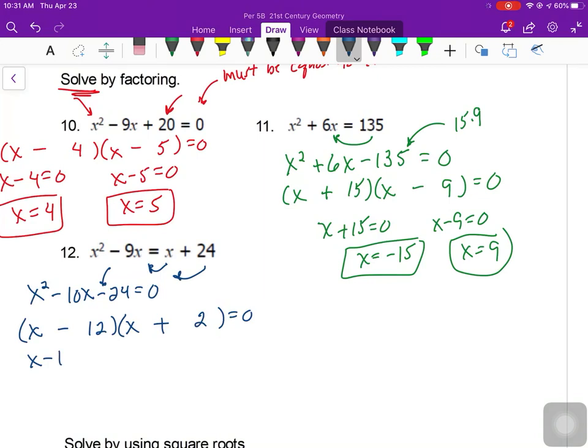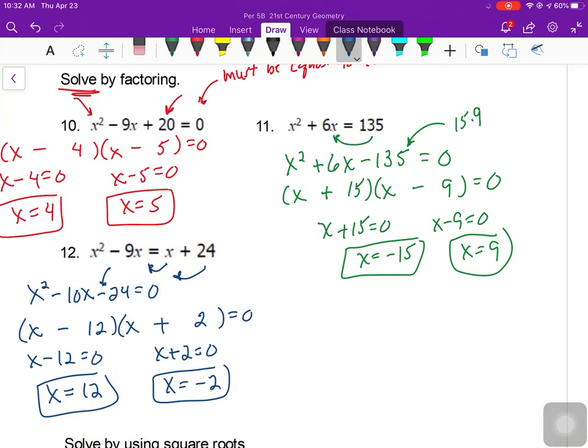And we'll set each one of those equal to 0. X minus 12 equals 0. X plus 2 equals 0. Here we add 12 to get that answer. Here we subtract 2 to get that answer. And that's done. So one of the techniques you'll use to solve quadratics is solving by factoring.